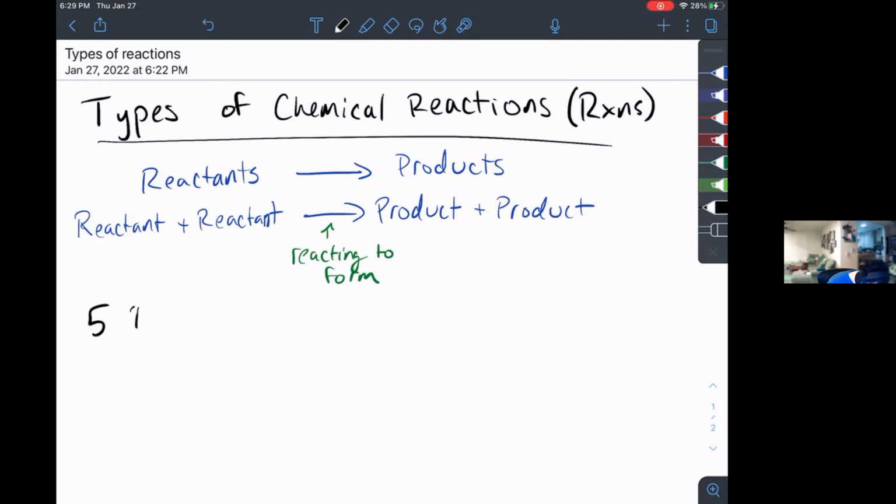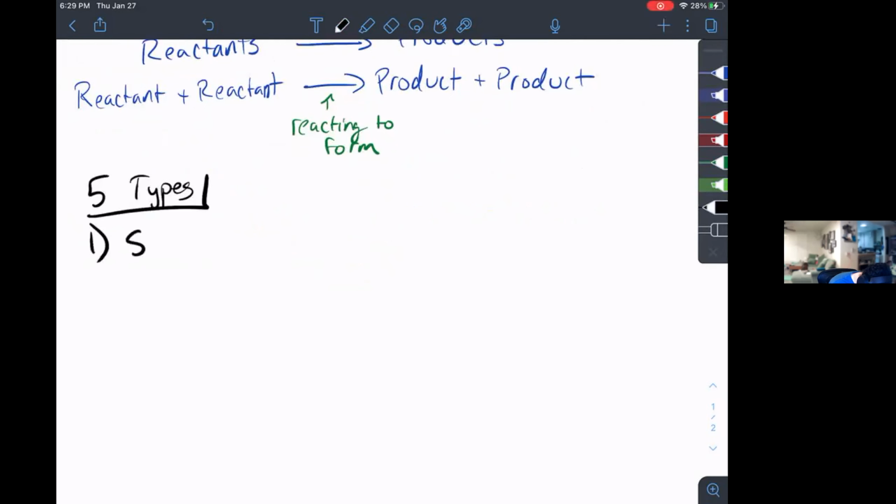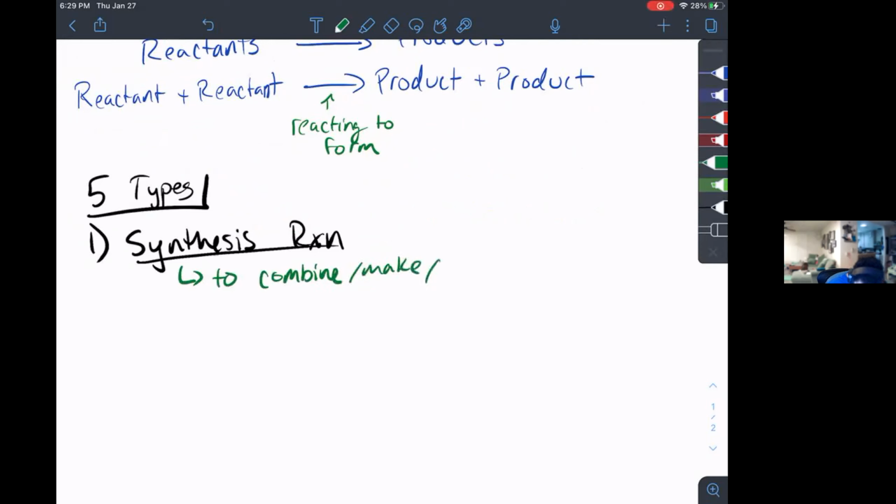So we're going to do 5 types. All right, type 1, we have our synthesis reaction. With our synthesis reaction, synthesis, I mean, quite literally means to combine, to make something, form something new. To synthesize means to make something. So for our 5 types of reactions, our synthesis reaction is the first one. It's kind of what people sometimes think when you think about chemistry.